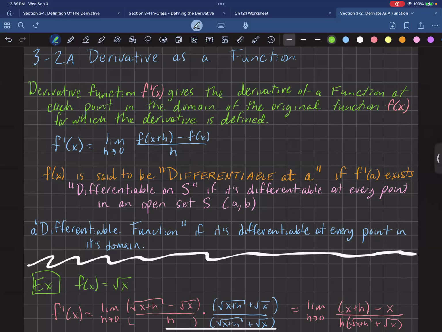So section 3-2, we're looking at the derivative as a function. The derivative function, we're going to call it f prime of x. It's the derivative of f of x, and it just requires that the derivative exists at every point on the domain of f of x.